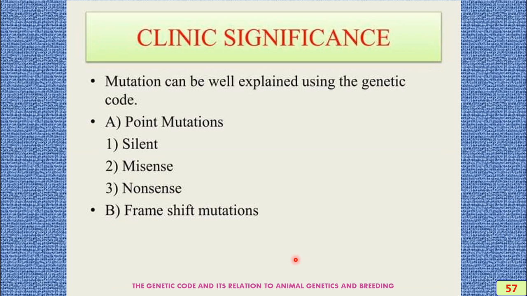Then the clinical significance: mutation can very well be explained using the genetic code. So the point mutations. What is a point mutation? It is silent, then missense, then nonsense also. Then frameshift mutations are the clinical significance.